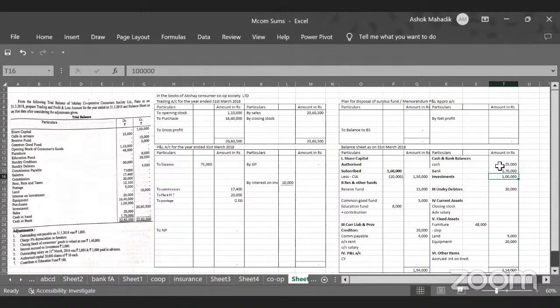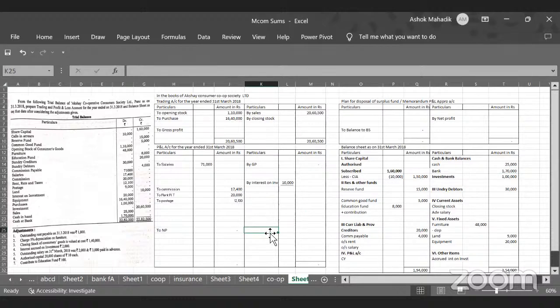I think we are done with the posting. Just count the items: 1, 2, 3, up to 13, 22 items. 1, 2, 3, up to 15. Okay, so all the items are posted. So we'll go to adjustment quickly.